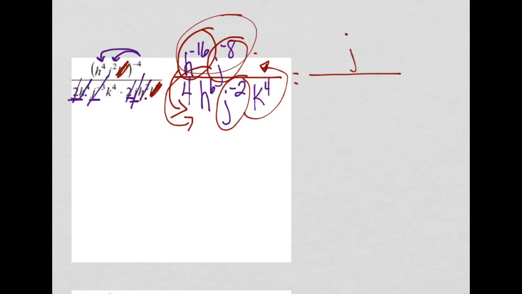So I'm going to write my j to the 2nd. I know I'm going to have my 4. I know I'm going to have my h to the 6th. I know I'm going to have my k to the 4th. And then I'm going to multiply that by everything that was negative from upstairs. So h to the negative 16 becomes h to the positive 16, and j to the negative 8 will become j to the positive 8.